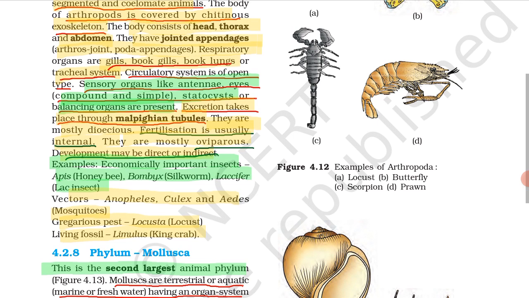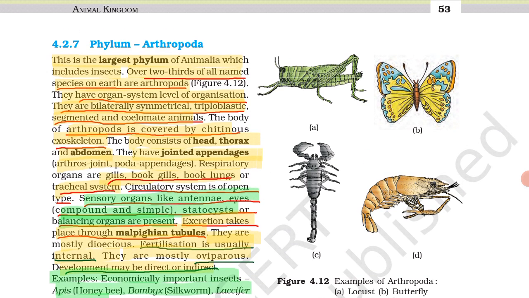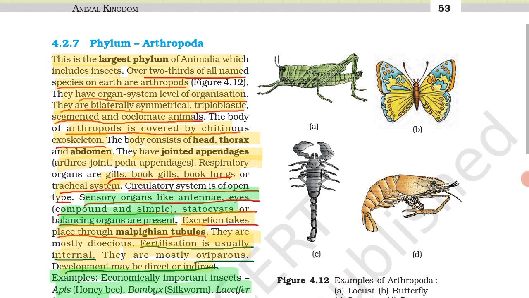So let's revise this phylum Arthropoda. This is the largest phylum of Animalia, and it consists of insects, and two-thirds of all named species on earth are arthropods. They exhibit organ system level of organization. They are bilaterally symmetrical, triploblastic, segmented and coelomate animals. They have a chitinous exoskeleton, and the body consists of head, thorax, abdomen. They have jointed appendages, so the name is Arthropoda. Arthro means joint, poda means appendages, hence jointed appendages.